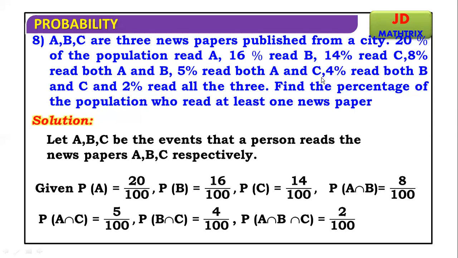So find the percentage of population who read at least one newspaper. That means we have to find the probability. First of all, we have to find the probability of A or B or C. That means we have to find P of A union B union C. P of A union B union C is P of A plus P of B plus P of C minus P of A intersection B minus P of A intersection C minus P of B intersection C plus P of A intersection B intersection C. All values are given. So just write the formula and substitute all these values, we get the required probability.